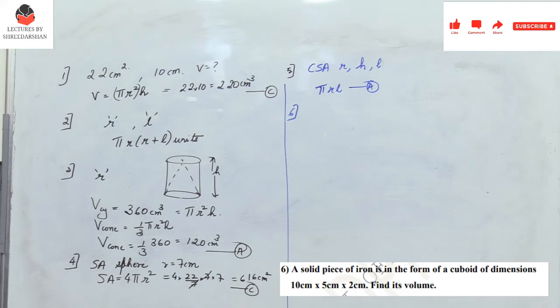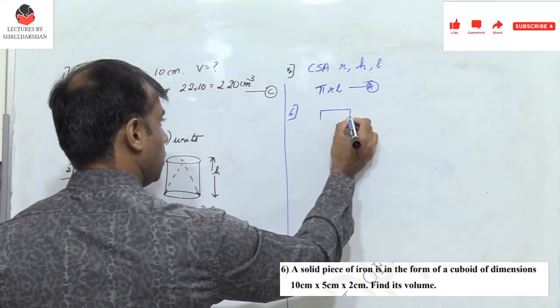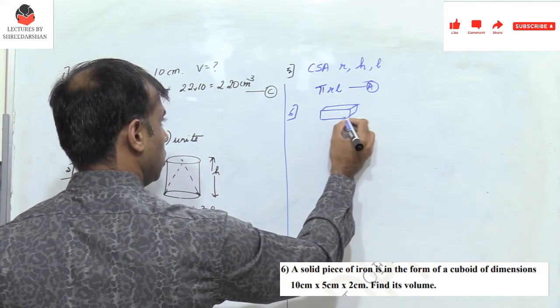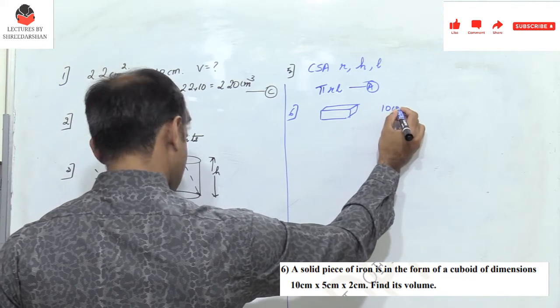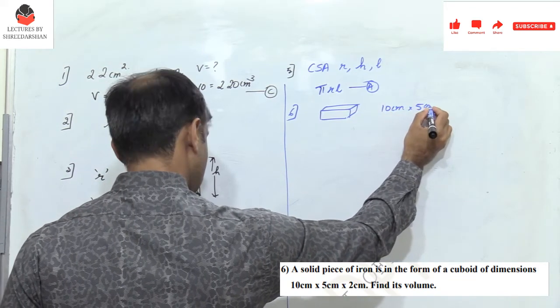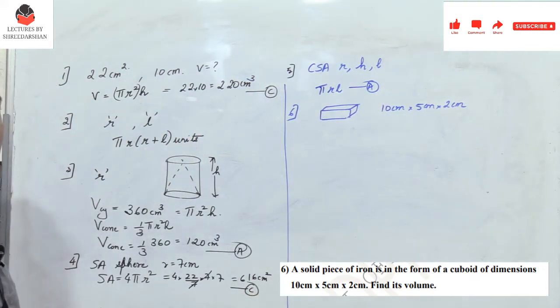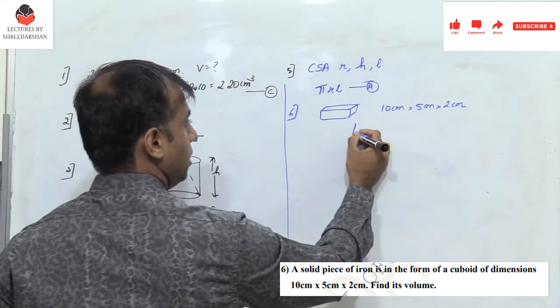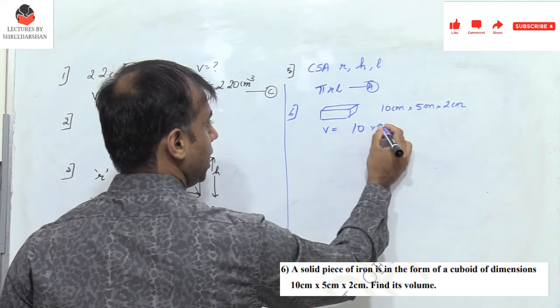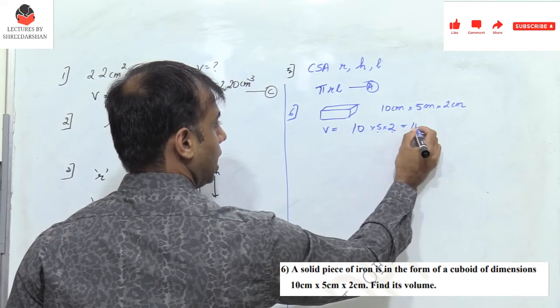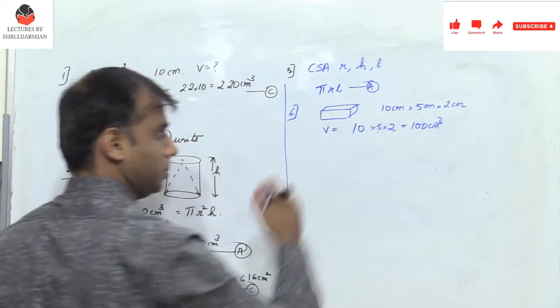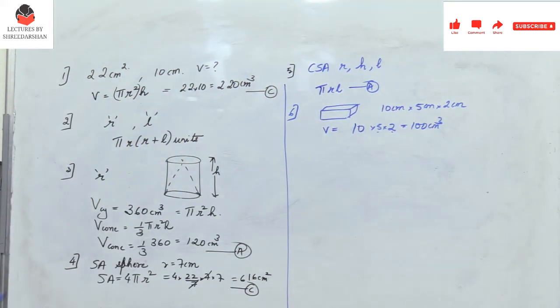The next one: a solid piece of iron is in the form of a cuboid. Find the volume. So you have a cuboid, and we need to find the volume. The dimensions are 10 centimeter cross 5 centimeter cross 2 centimeter. So what is the volume? Volume is length into breadth into height. So I just have to multiply all of them. The volume is 10 into 5 into 2. So I get 100 centimeter cube. So this is the answer.